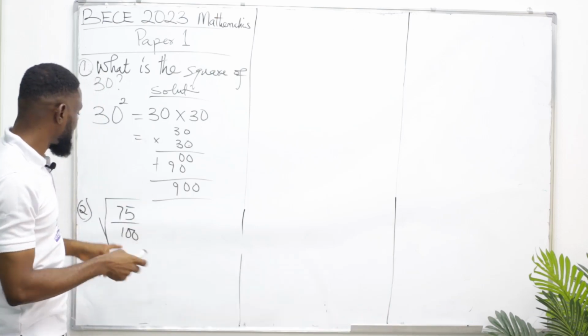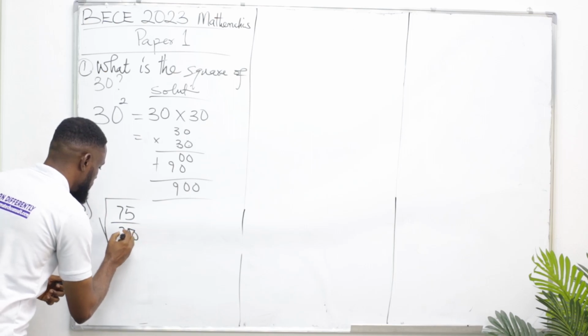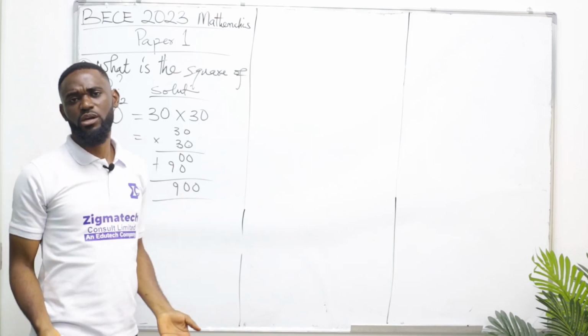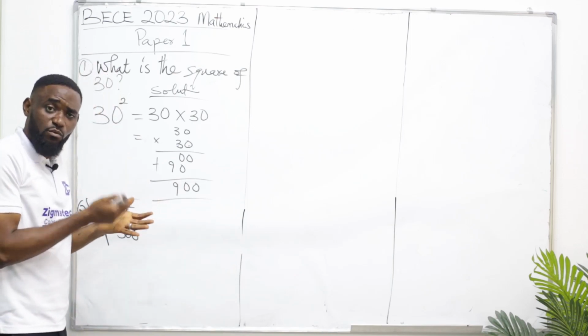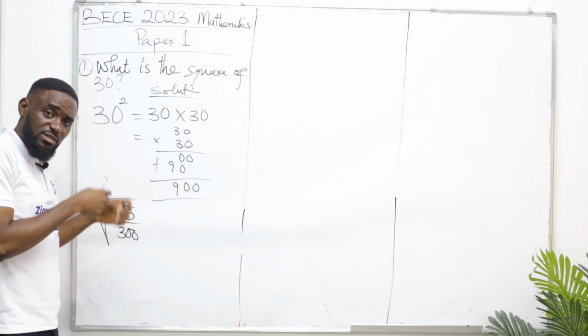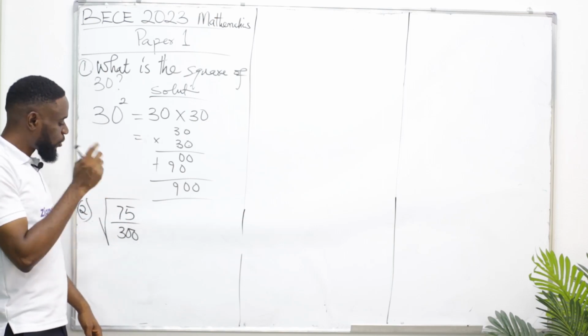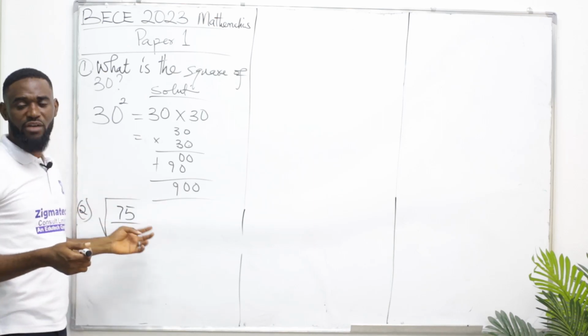So what it means is that 75 is not a perfect square, and 300 is also not a perfect square. There is no number that, multiplied by itself, will give you 75, and no number also can give us 300 when multiplied by itself. So what do we do? We have a problem here.